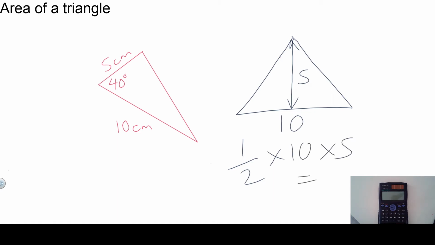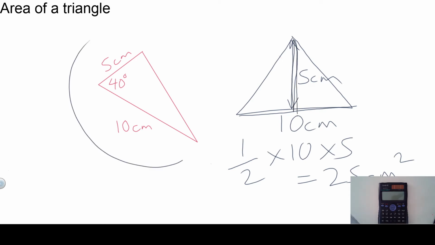That would give you 25. So if the units are centimeters, that would be centimeters squared. That's how you'd work out the area of a triangle if you knew what the base was and the vertical height of that triangle. Right, but in this case, it's slightly different. We have got a triangle with an angle involved.